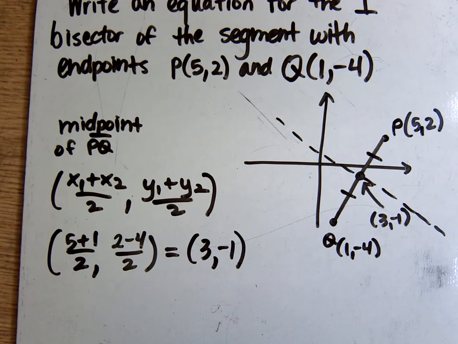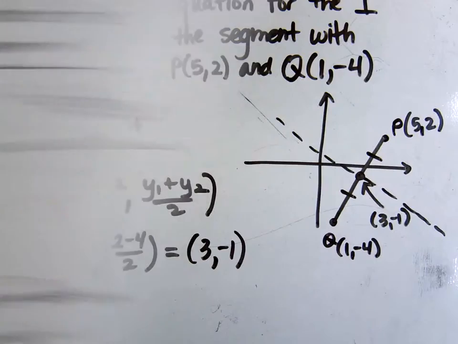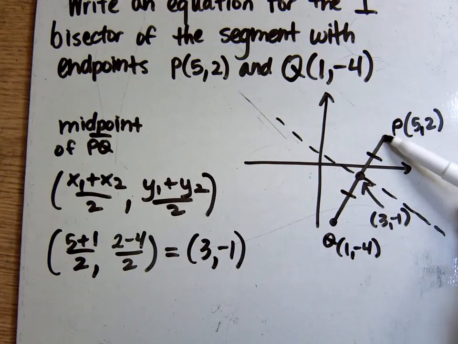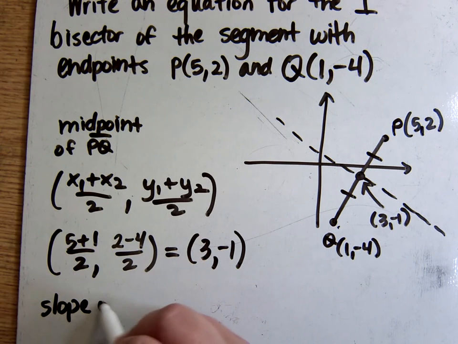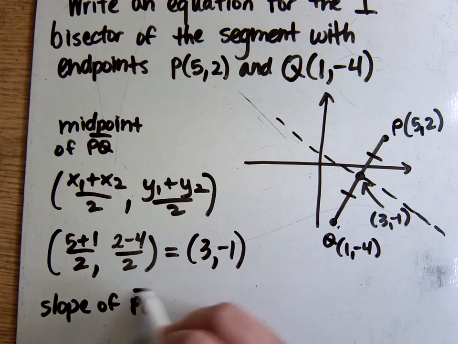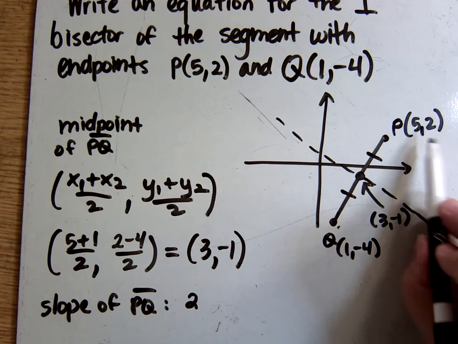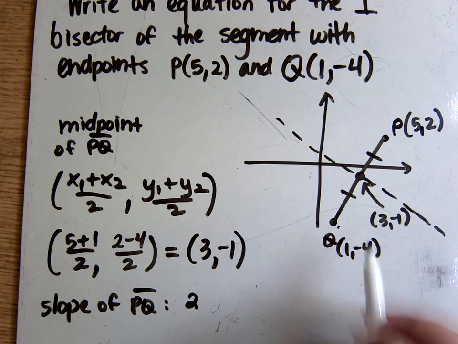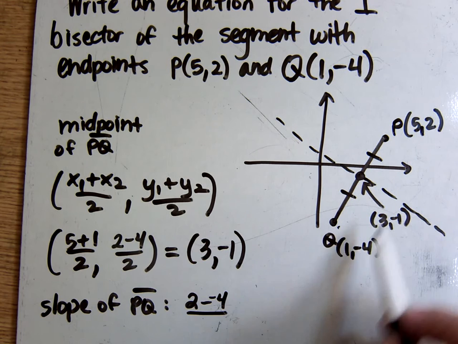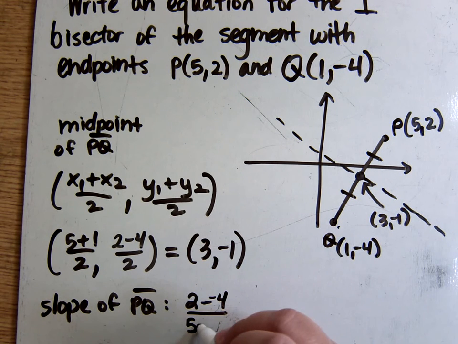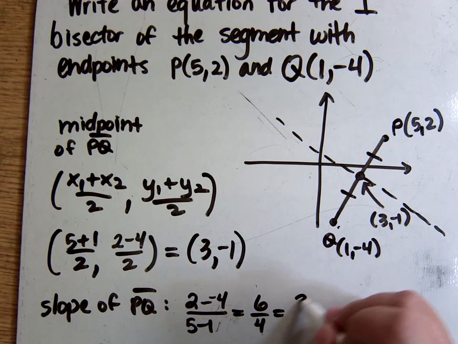The next step, remember, was find the slope of the segment that's being bisected. So in other words, I want the slope of PQ. The slope of PQ, slope formula is the difference in the y's, so 2, that's the y for P, minus negative 4, over the difference between the x's, 5 minus 1. So this gives me 6 over 4, which is 3/2.